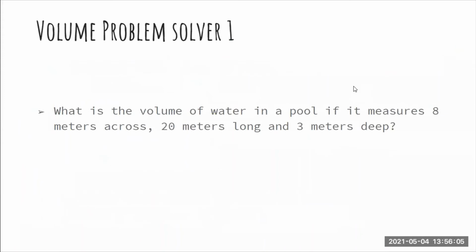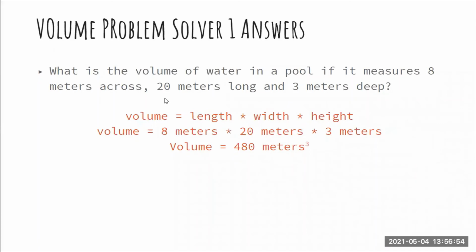Okay, let's do a volume problem solver. What is the volume of water in a pool if it measures 8 meters across, 20 meters long, and 3 meters deep? How you solve it is you set up your equation, which is volume equals length times width times height. We're using that because it wasn't displacement. So your volume is 8 meters times 20 meters times 3 meters. 8 times 20 times 3 is 480. Remember, meters times meters times meters is meters cubed. Don't forget your cubic unit of length if you're using this method.